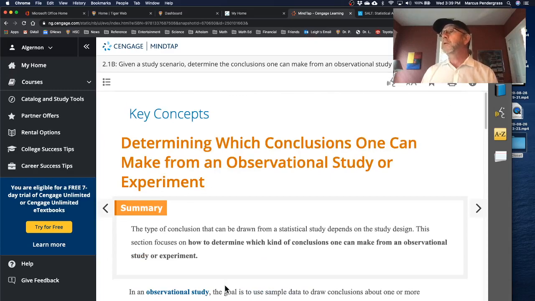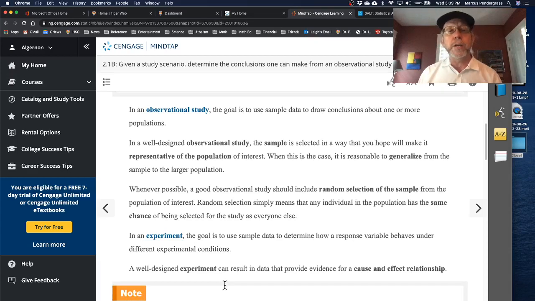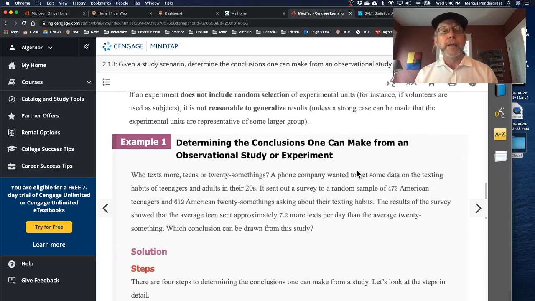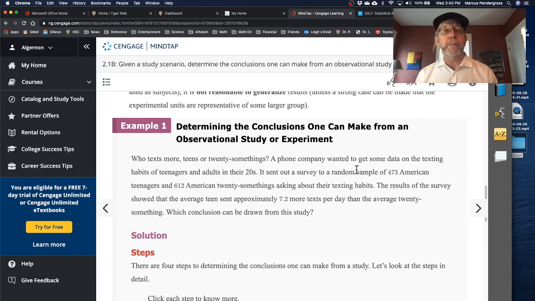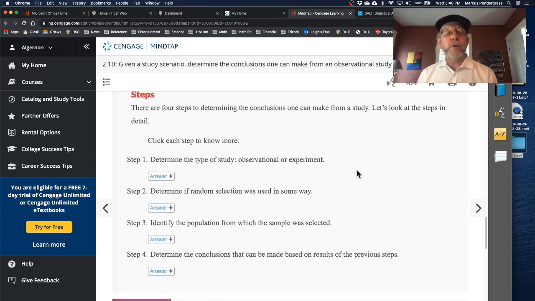Here, the key concepts, again, are going to be outlined for you in a little bit more detail than I just went through. In observational studies, we want to have samples that are representative so that we can generalize the conclusions, even if they're not cause and effect kind of conclusions. In an experiment, we can actually go deeper and uncover cause and effect relationships. And so then they give us some examples, and I'm going to go ahead and go through other examples in a second. But let me just point out some steps that they go through here in trying to determine the kinds of conclusions you can draw from a study.